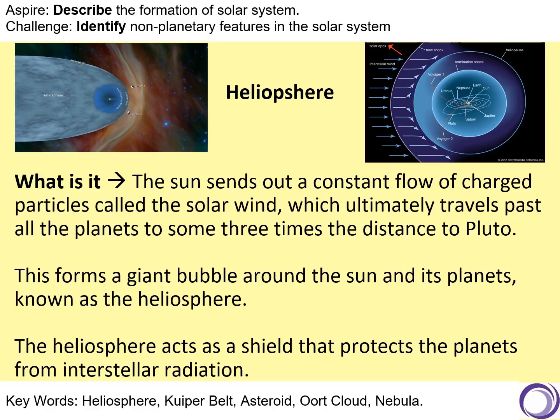a constant flow of charged particles that is called the solar wind, and it extends out and forms a cavity. And the cavity formed is within interstellar space. This bubble within the heliosphere is continuously inflated by plasma originating from the sun. Now that sounds really complicated. However, the key thing for us to understand at this stage is it forms a giant bubble around the sun and the planets, and that shields us from interstellar radiation. Okay, so that's where it comes from.